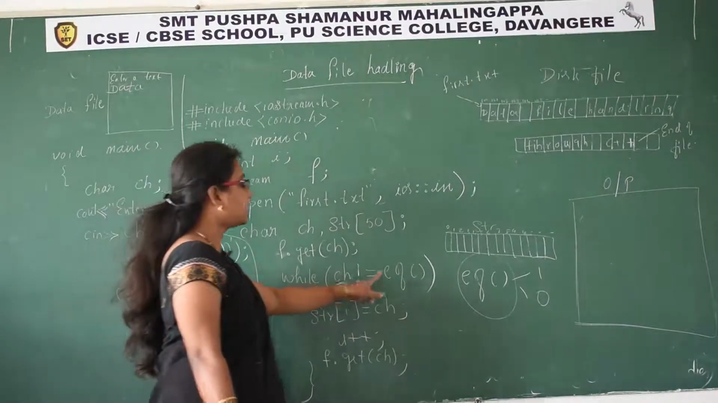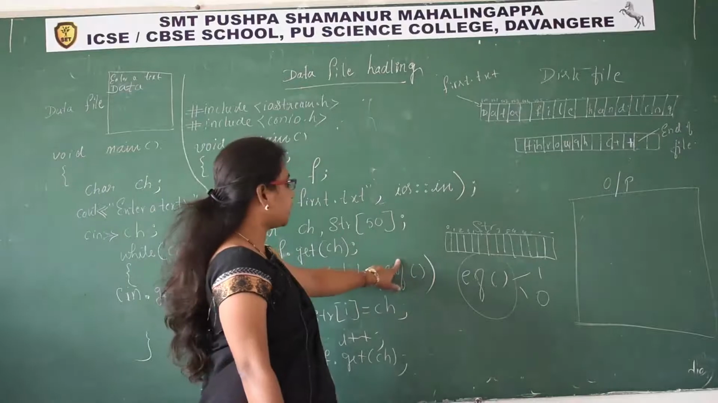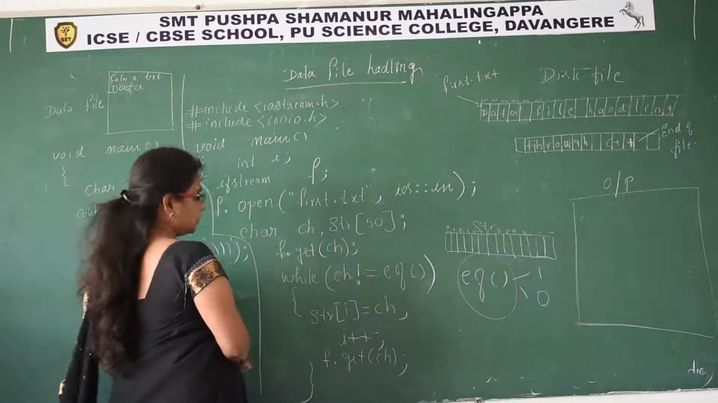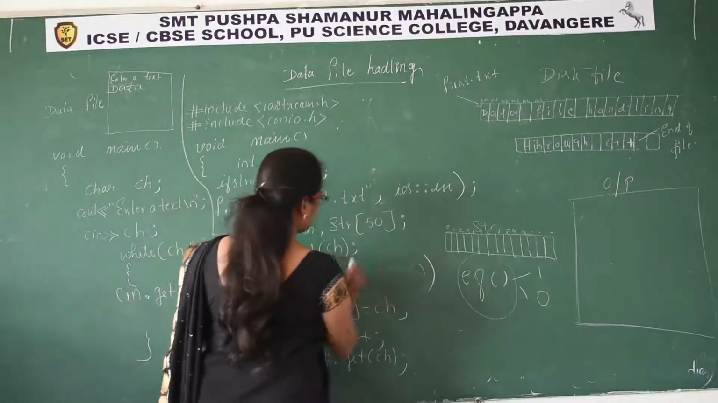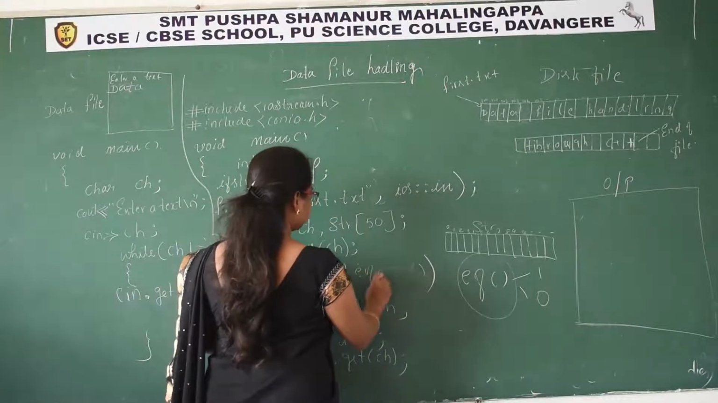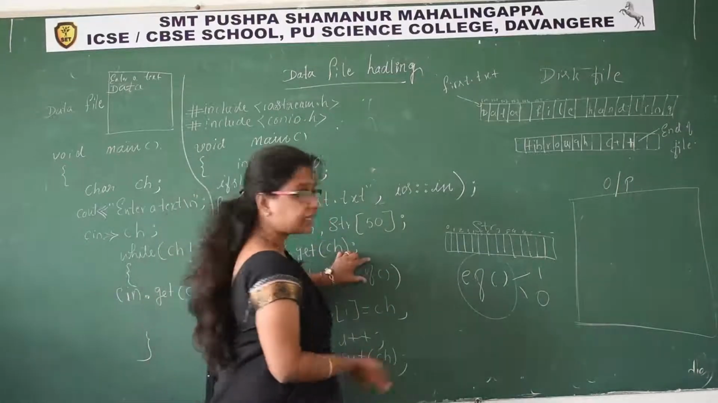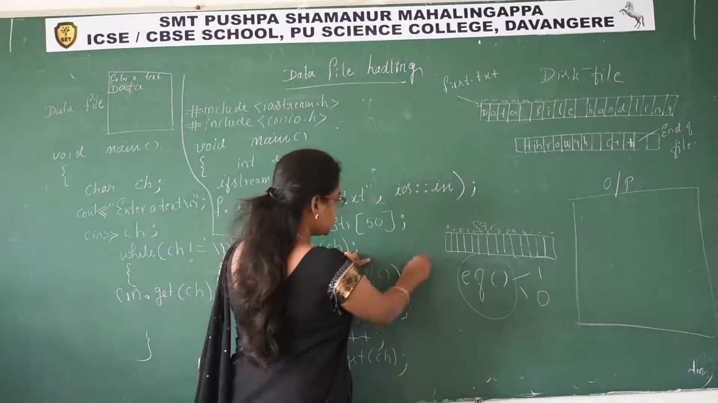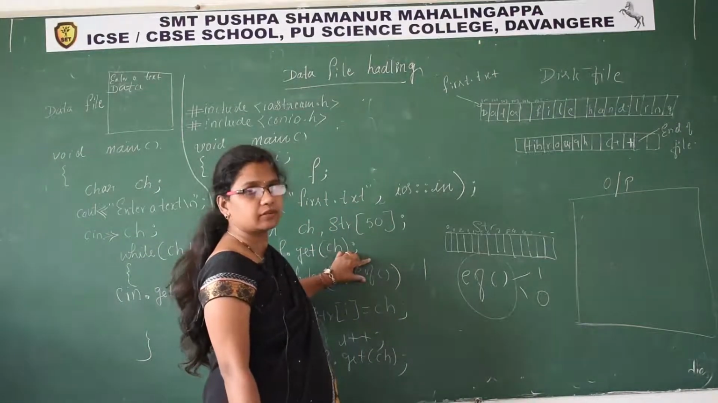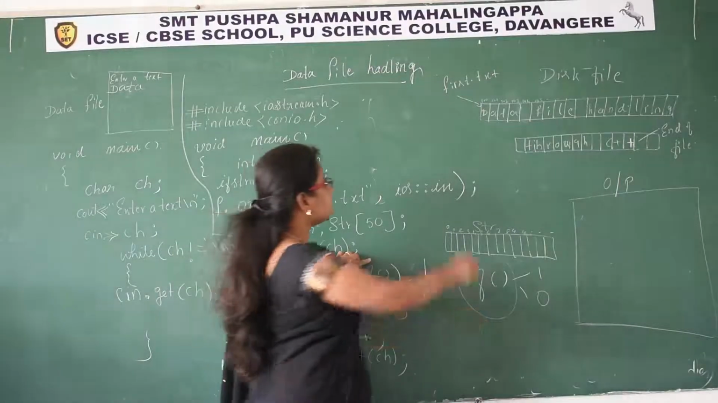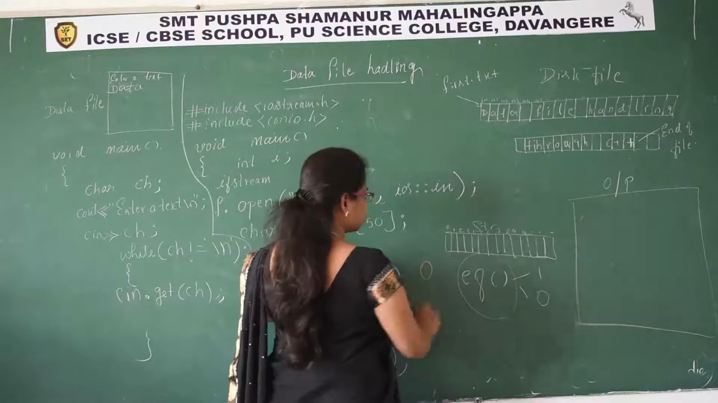Is d not equal to end of file? Yes, condition satisfied. It returns a value, or you can write this, not EOF. If EOF returns 1, what does it mean? End of file. At this moment it is not the end of file, so EOF returns 0.